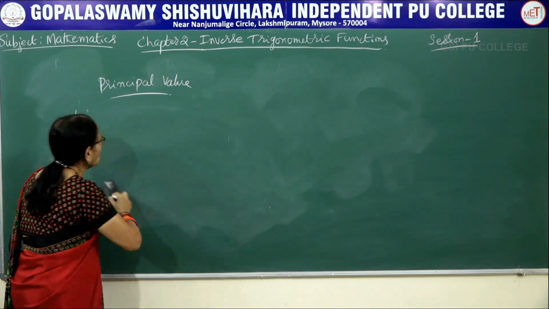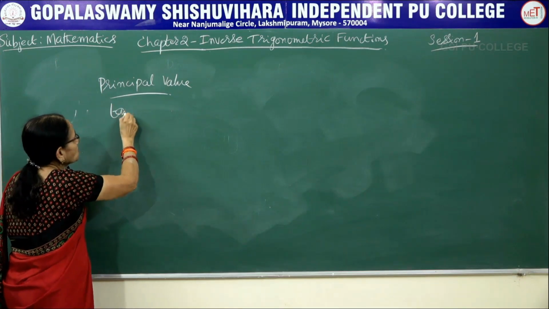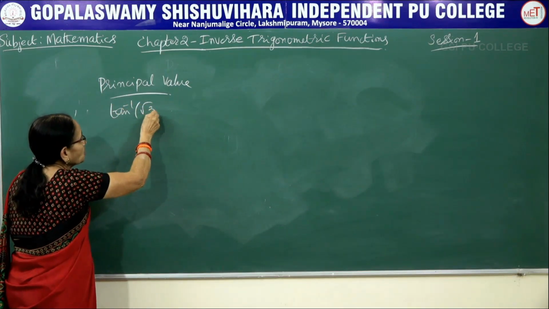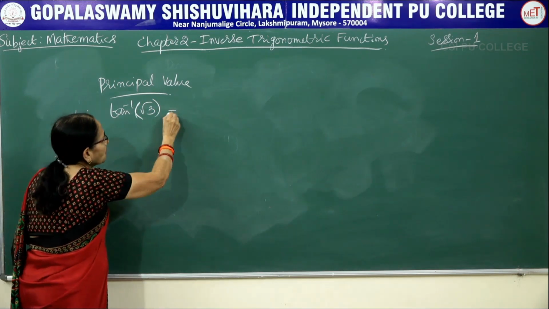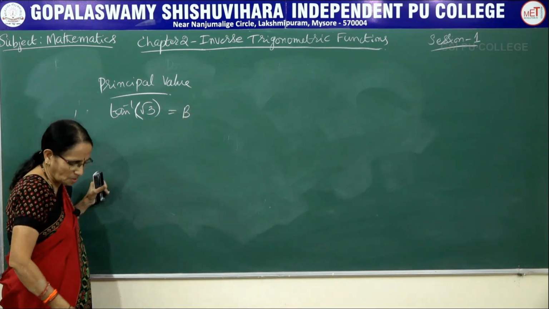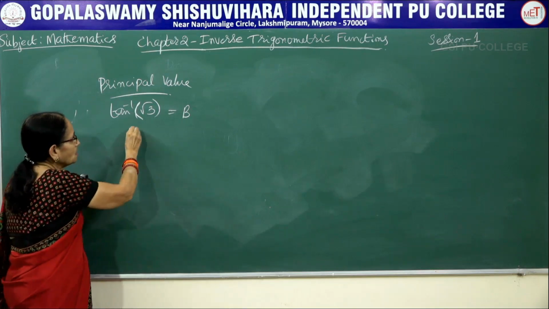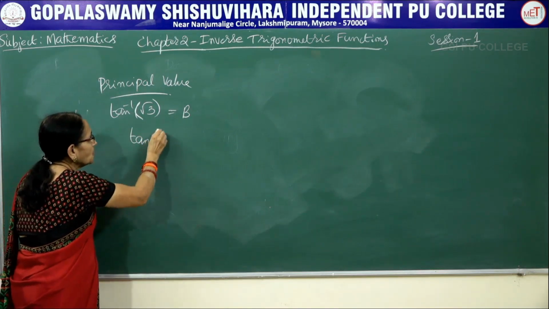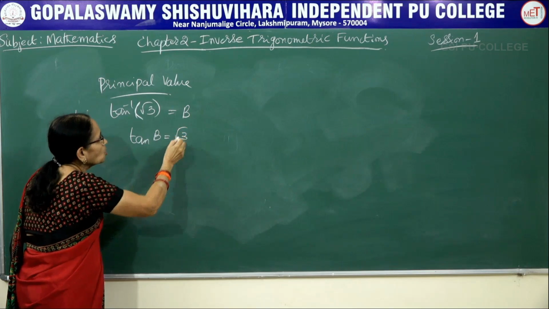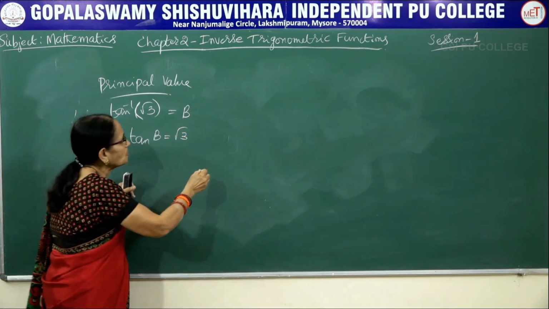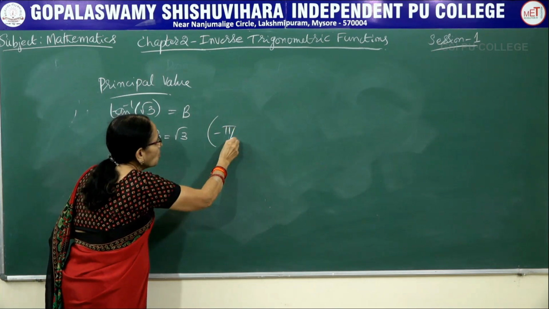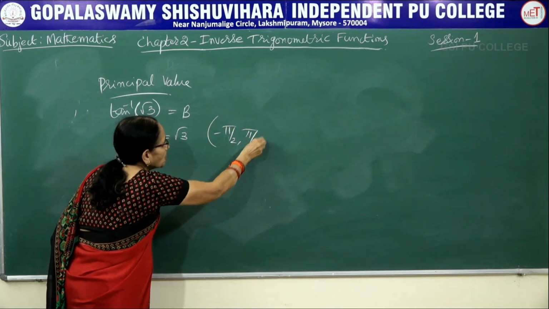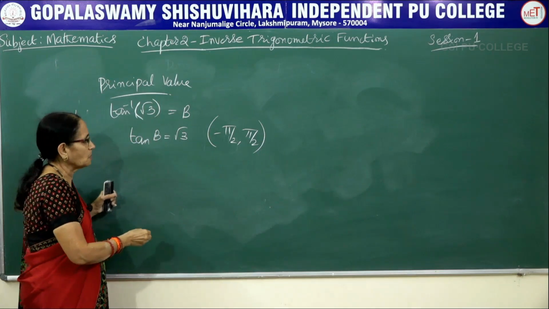Tan inverse of root of 3. Now, let me equate it to another angle, say B. Here that means tan of B would be equal to root of 3. But what is the principal value branch here? The principal value branch would be the open interval minus pi by 2 comma plus pi by 2.